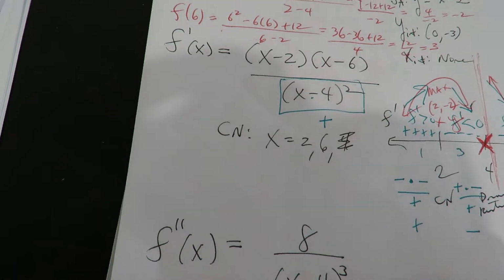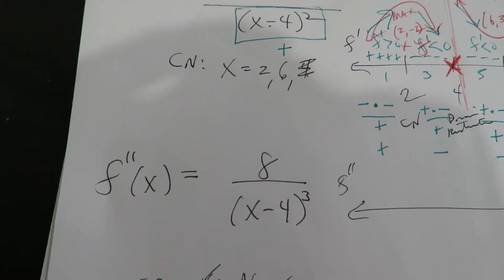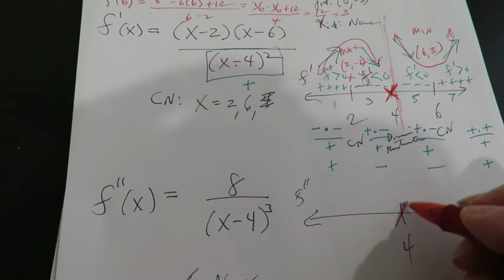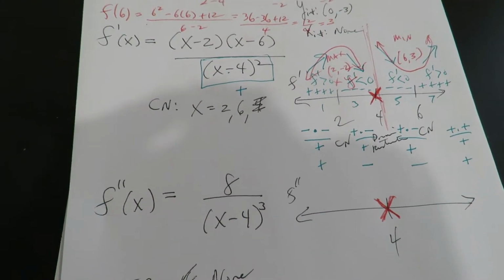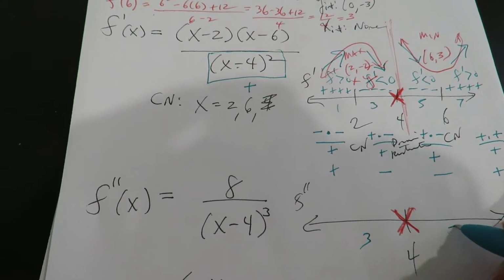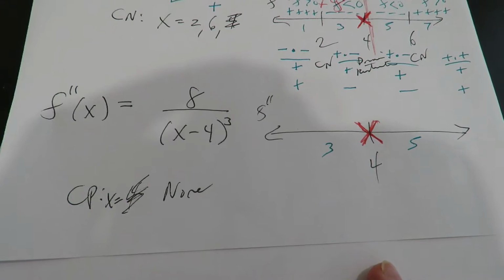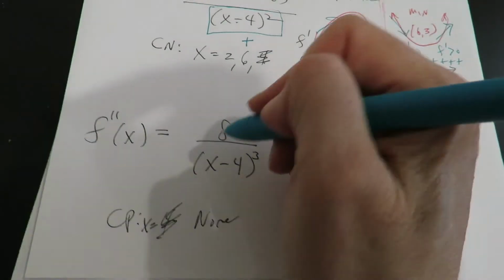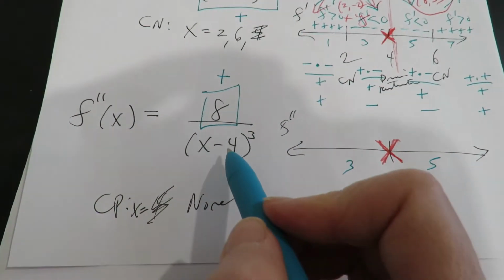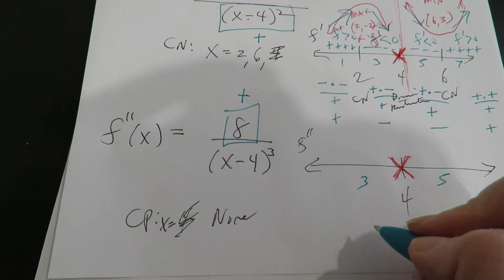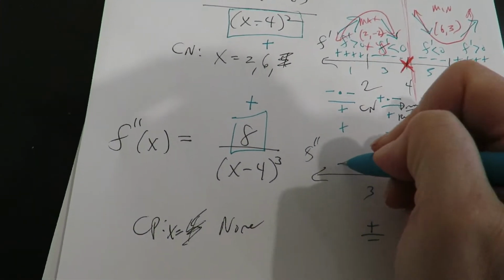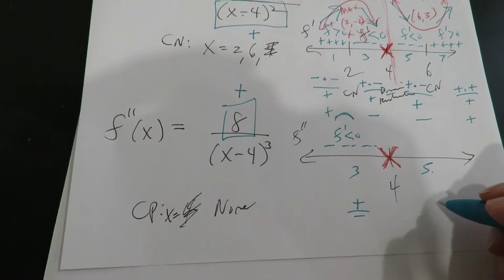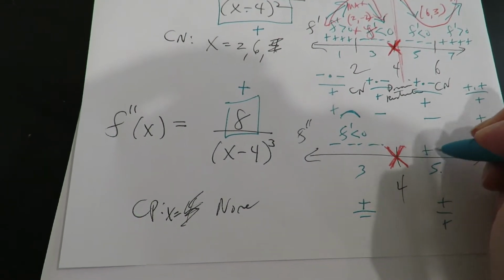Okay, let's move on to the second derivative. Now, there's no critical points, but remember you do have to put the domain restriction of 4 up. I'm going to put a big X there. That is a domain restriction, and the graph can change behavior around a domain restriction, so you always have to have it on the number line when you're testing it. The 8 is always going to be positive. It's the denominator that can change sign. So when I put in a 3, I'm going to have a positive over a negative, so overall this is negative. It's concave down. When I put in a 5, I'm going to have a positive over a positive.